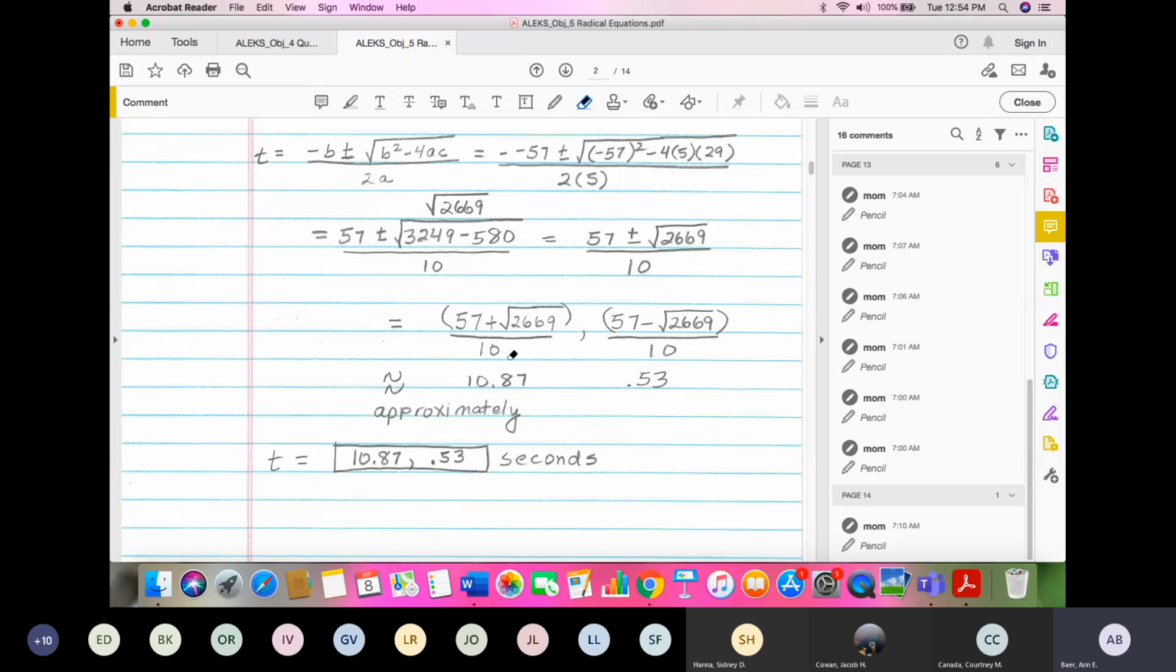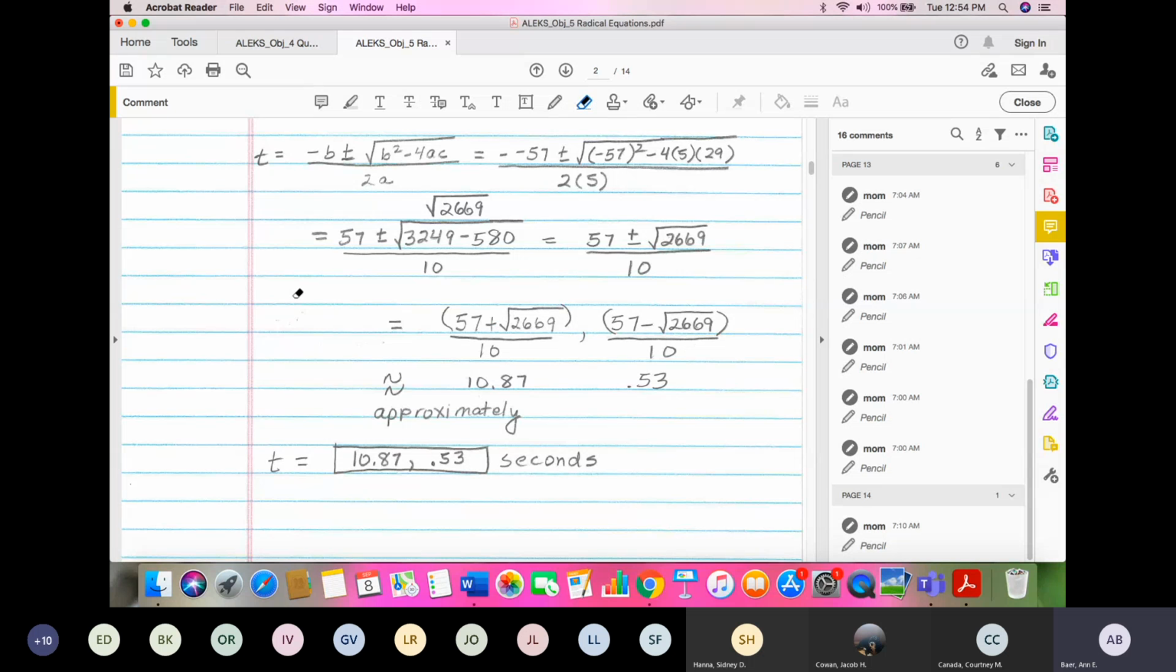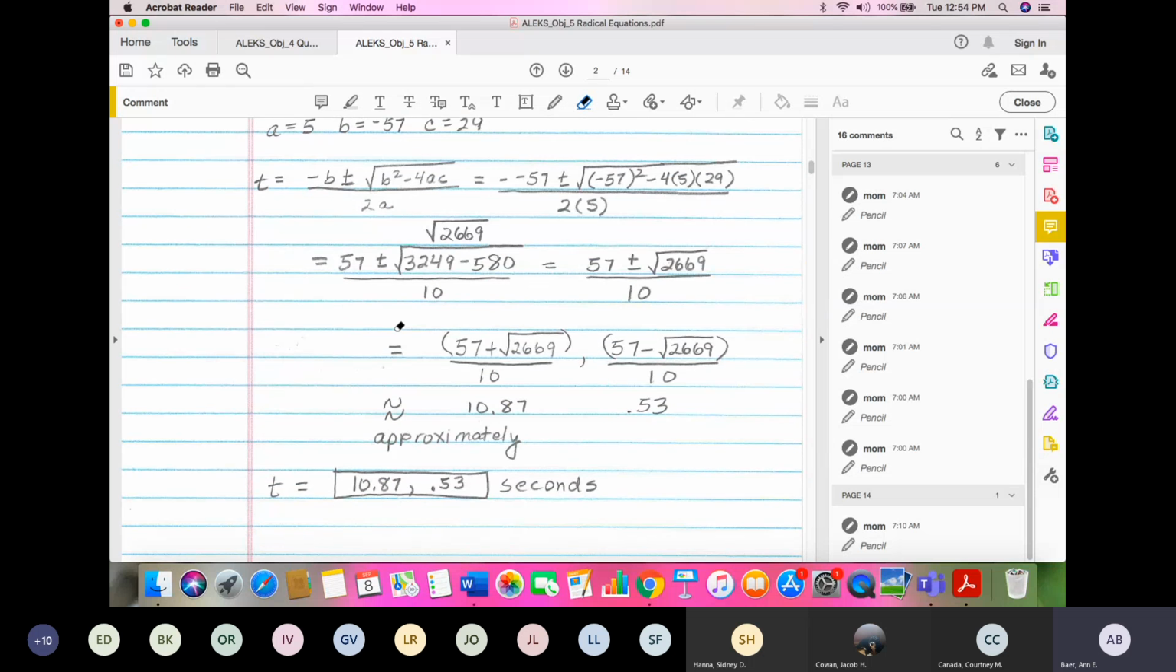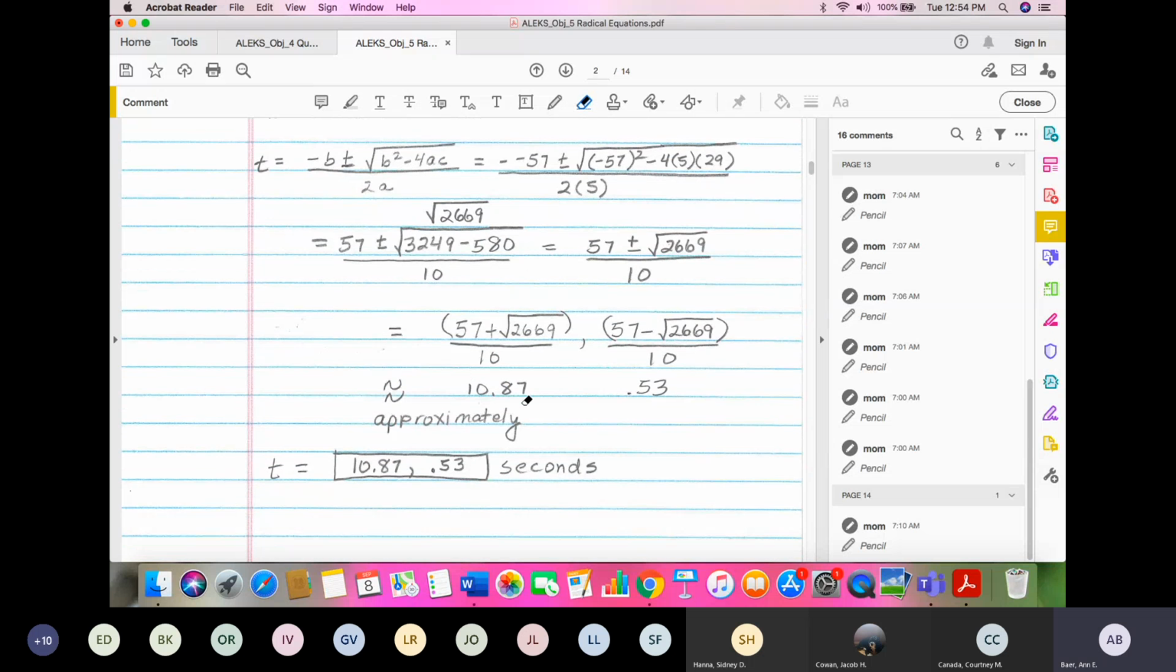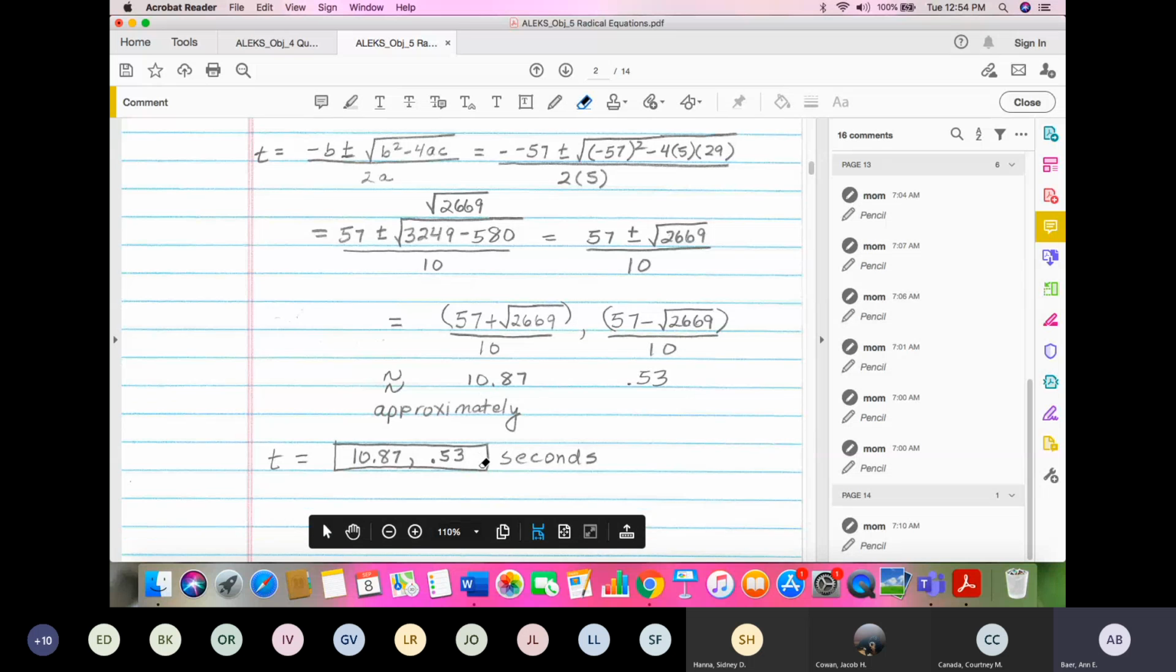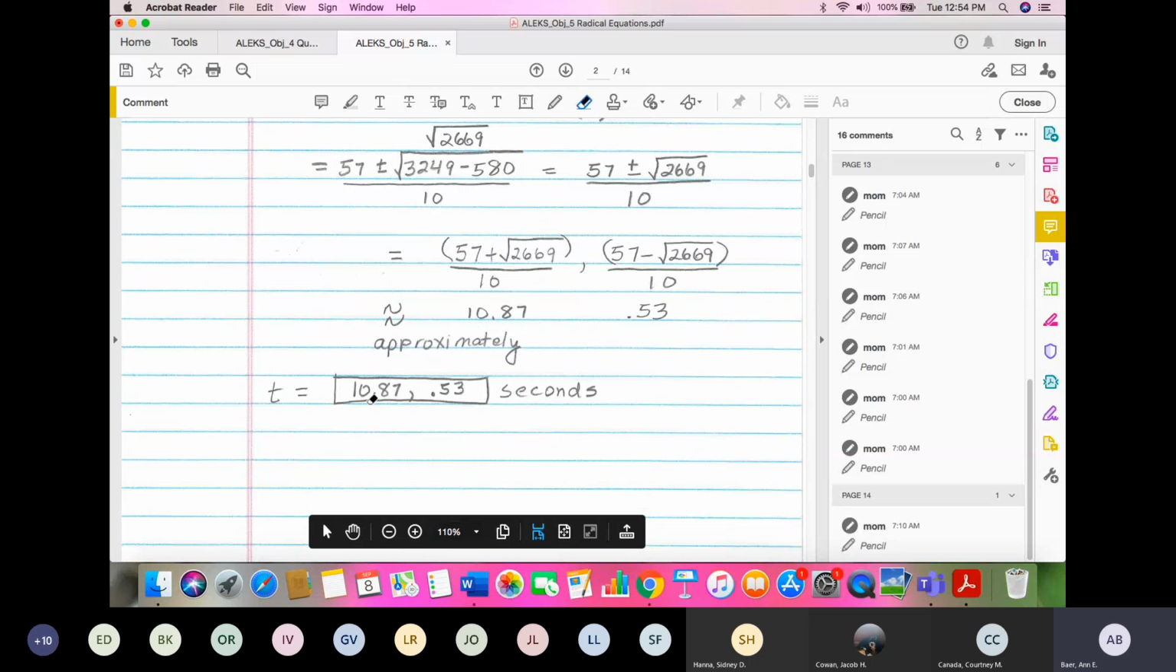So you could do this on your calculator, this on your calculator. It's said to round to the nearest tenth. So I rounded to the nearest tenth. I got 10.87 and I got 0.53. Now, both of those, what are we finding? We're finding t. It's in seconds. They're both positive. So both of those are answers for this particular problem. 10.87 and 0.53, and that's the way Alex wants them entered.